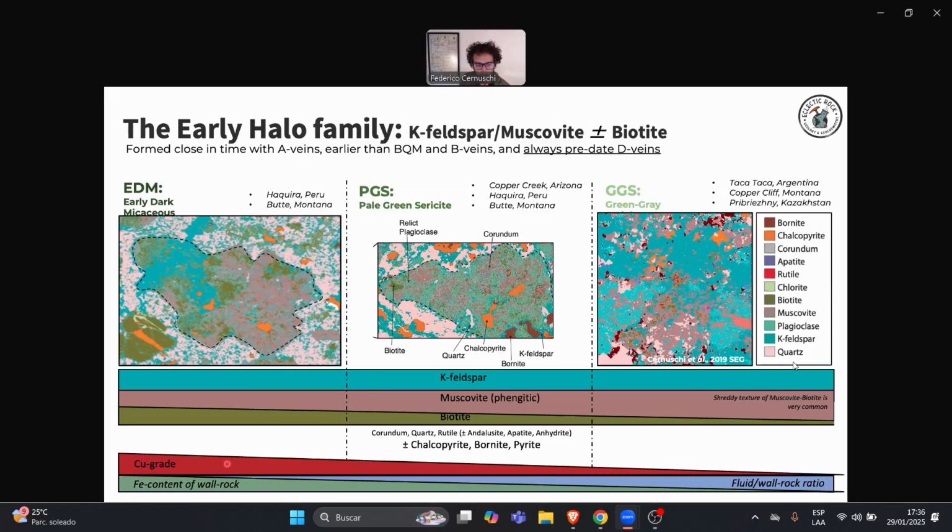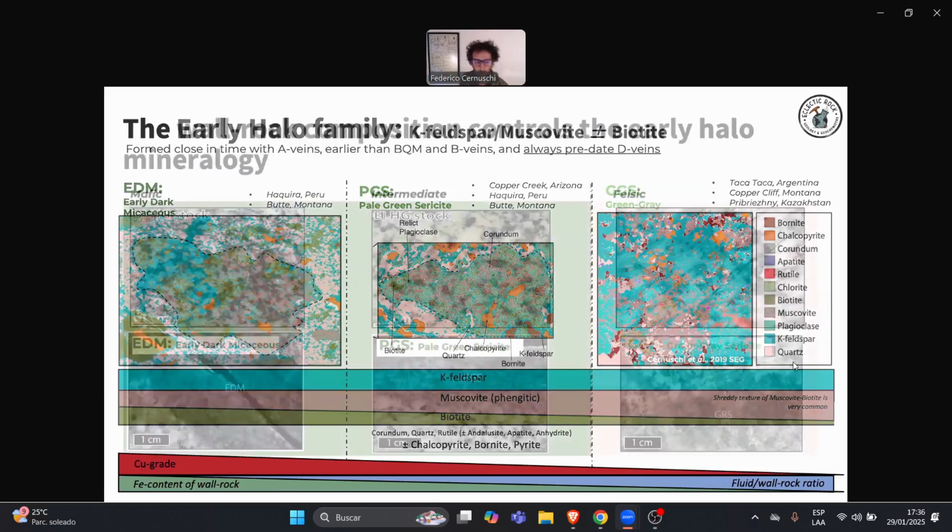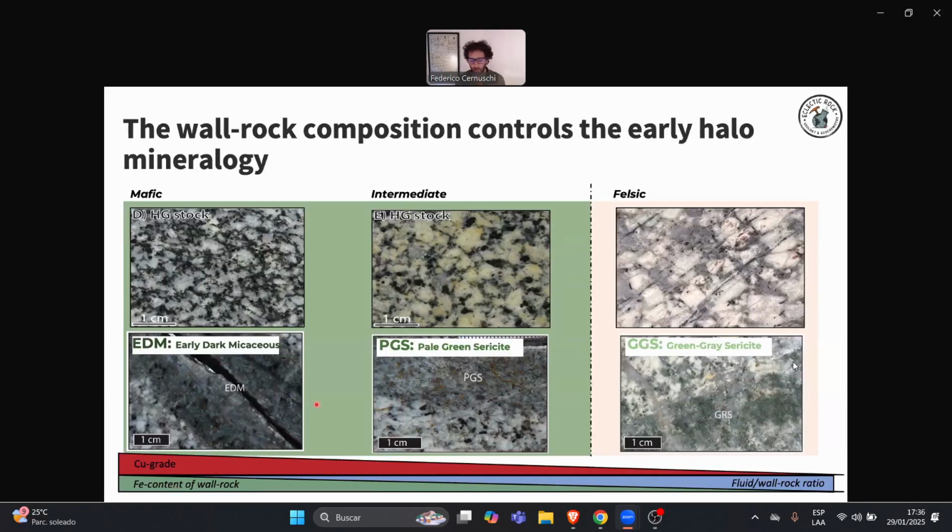The abundance of biotite is related to the iron content of the wall rock. The early halotype porphyries emplaced in more mafic to intermediate wall rock, like Hakira and Butte, which are in granodiorites, tend to show more EDMs or pale green sericite halos because there's more iron, and you favor the formation of biotite rather than muscovite. When you get to very felsic systems like Tacataca in Argentina, hosted in an older granite, there's not much iron or mafic content, and you only produce these very light color halos.